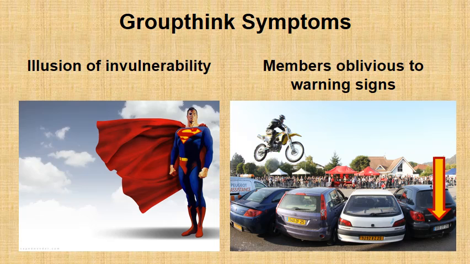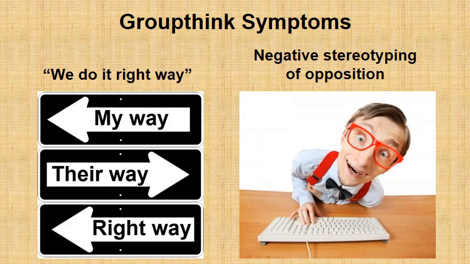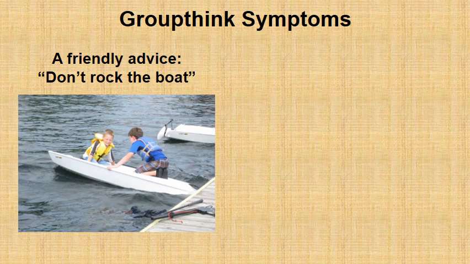The other easy symptom to spot is the "we do it the right way", actually, "we do it my way" attitude. In that case, you will notice that the group, or the PI and the group, are negatively stereotyping the opposition. Either they are stupid or ignorant, or both. In this kind of environment, the question is, why is my way the best way? And usually you don't get an answer to that, because before even asking this question, you will get friendly advice: don't rock the boat.